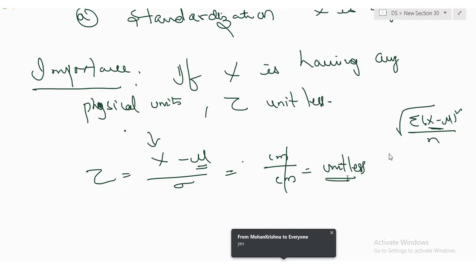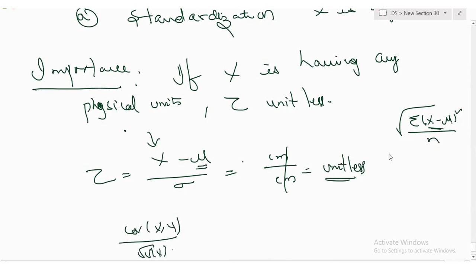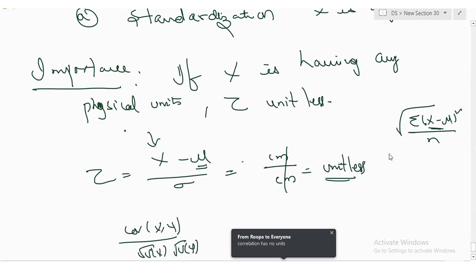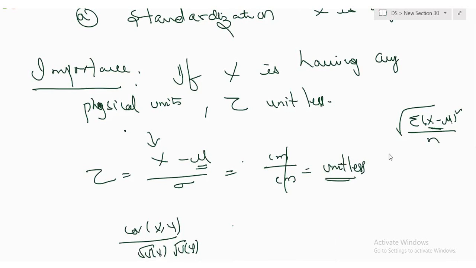Z is like a correlation coefficient. Why is it like a correlation coefficient? What is the correlation coefficient formula? Covariance of x comma y divided by the standard deviations of x and y, right? Correlation has no units, so think properly. Are you understanding? Correlation is different, Z value is different.